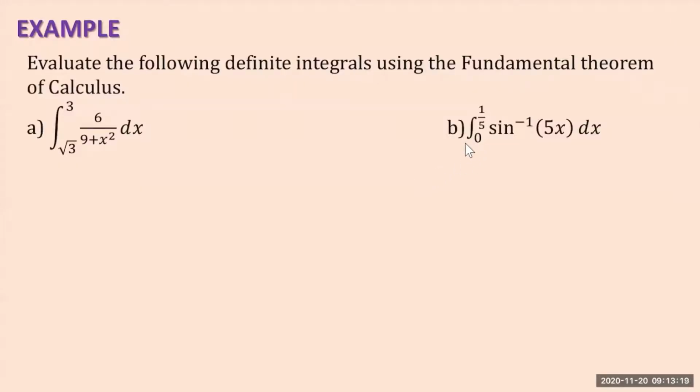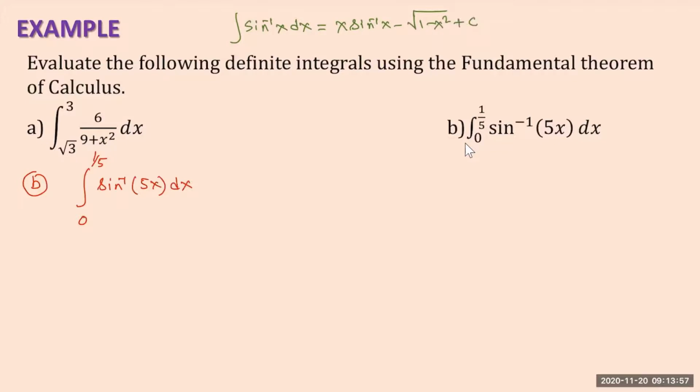Now we are going to work on part B. In part B, we have the definite integral from 0 up to 1 over 5 of sine inverse 5x dx. This integral is very similar to the integration of sine inverse x with respect to x. The integration of sine inverse x with respect to x is x sine inverse x minus the square root of 1 minus x squared plus c. The only difference here is that the inside function is a linear function.